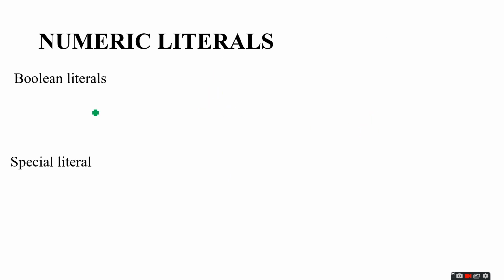Now next is the Boolean literal. Boolean literals mean True and False. In Boolean literals, True means 1 and False means 0.